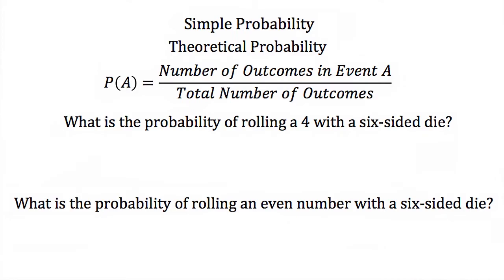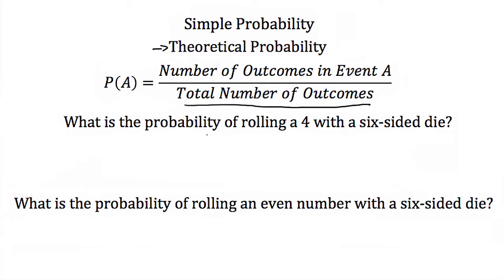Now let's go back to talking about probability. There are several different types of probability, and the first one we're going to talk about is the theoretical probability. The theoretical probability occurs when we know all the total number of possible outcomes of an event.